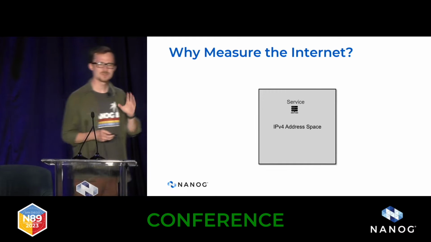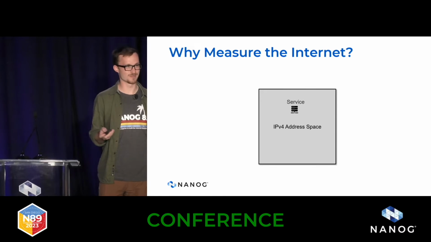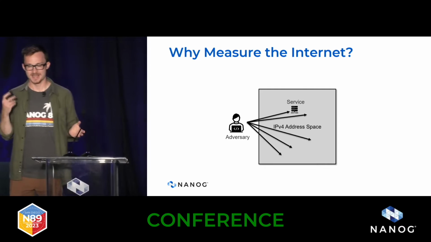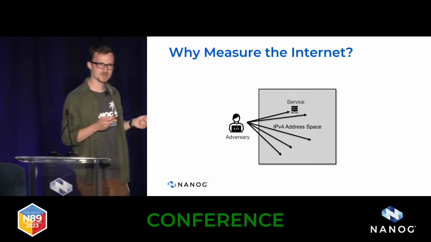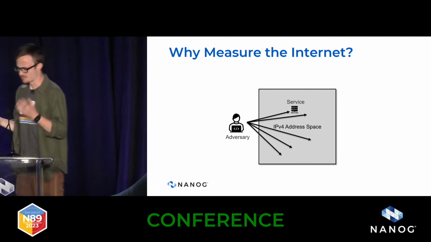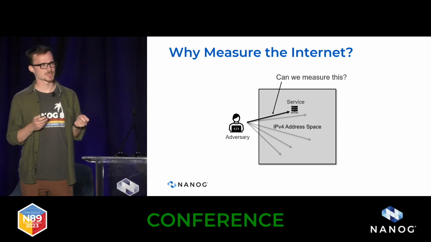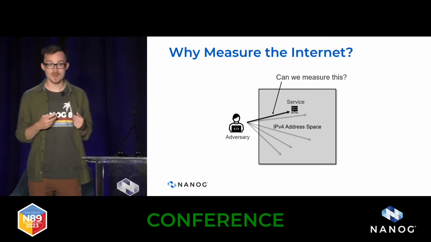So, if you've ever deployed a service to the internet, you know that services that we deploy on IPv4 addresses are subject to constant scanning and attack. Adversaries scan the entire IPv4 address space every day, ostensibly, though as we'll see, maybe not quite at random. And so, as researchers or as practitioners, we'd like to understand how adversaries are targeting and exploiting these deployed services.